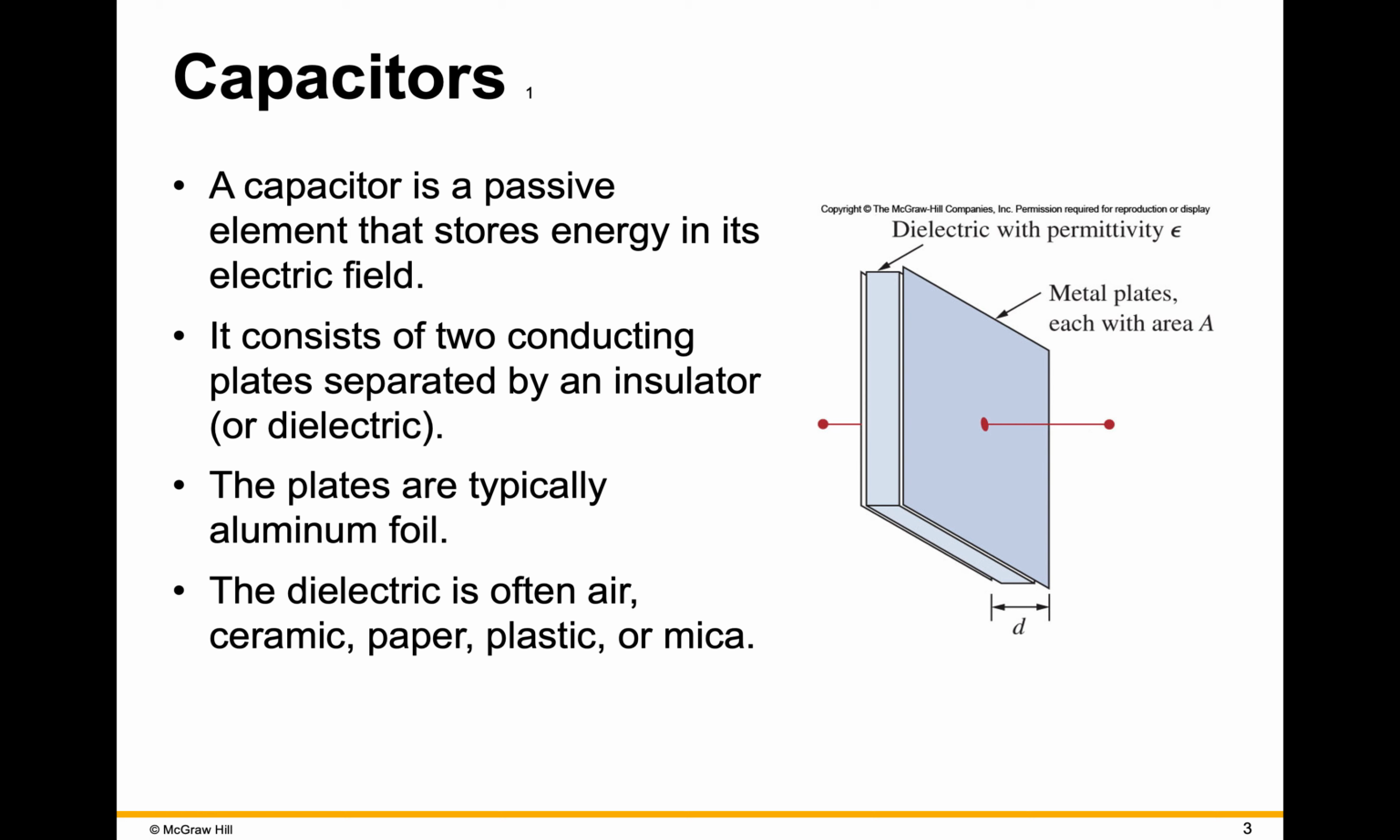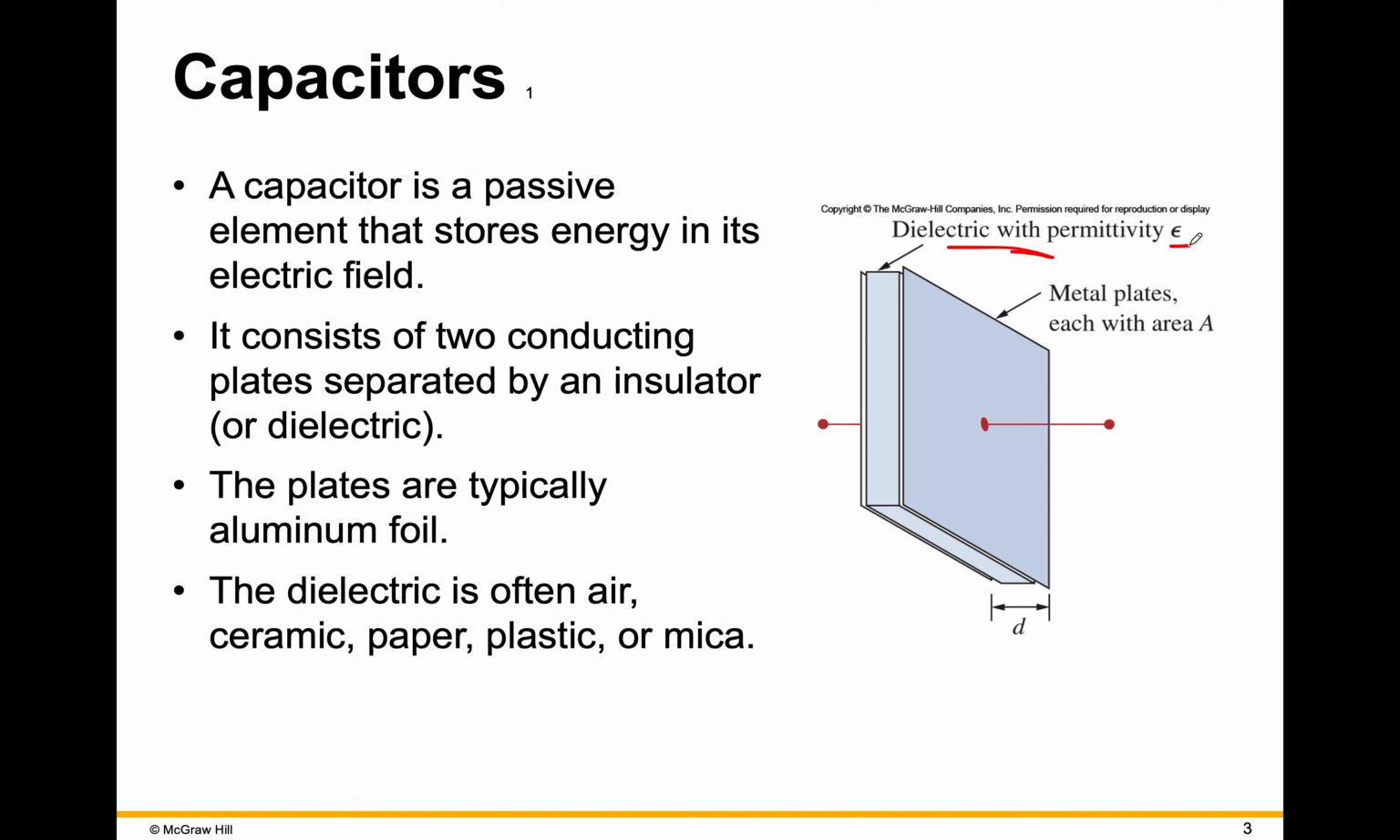The best way to visualize a capacitor, and they don't all have this shape, is that you have two metal plates. Each plate has an area A. They're separated by an insulator with a separation distance D. All insulators are characterized by the dielectric permittivity, and so this insulator in the capacitor has some permittivity, just a constant called epsilon. Typically, plates are aluminum foil. The dielectric can be air, a ceramic, paper, plastic, or mica.